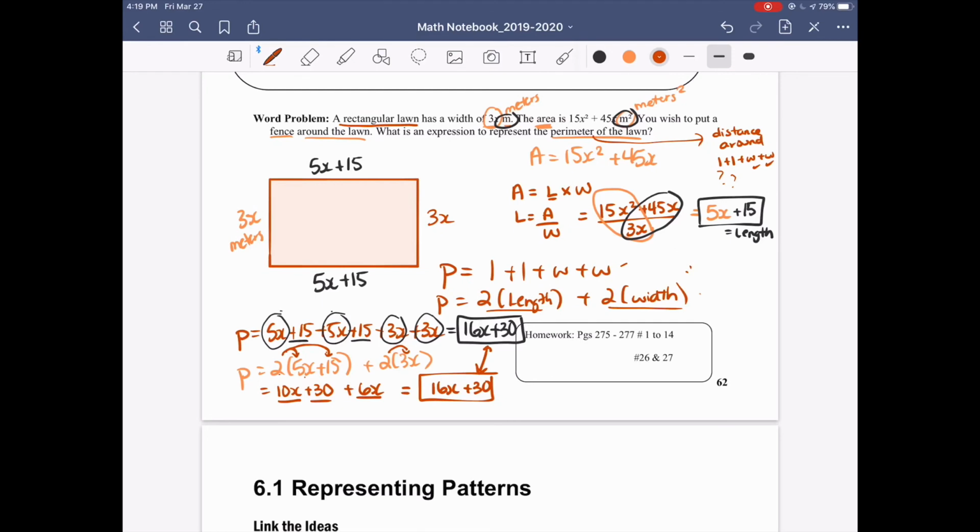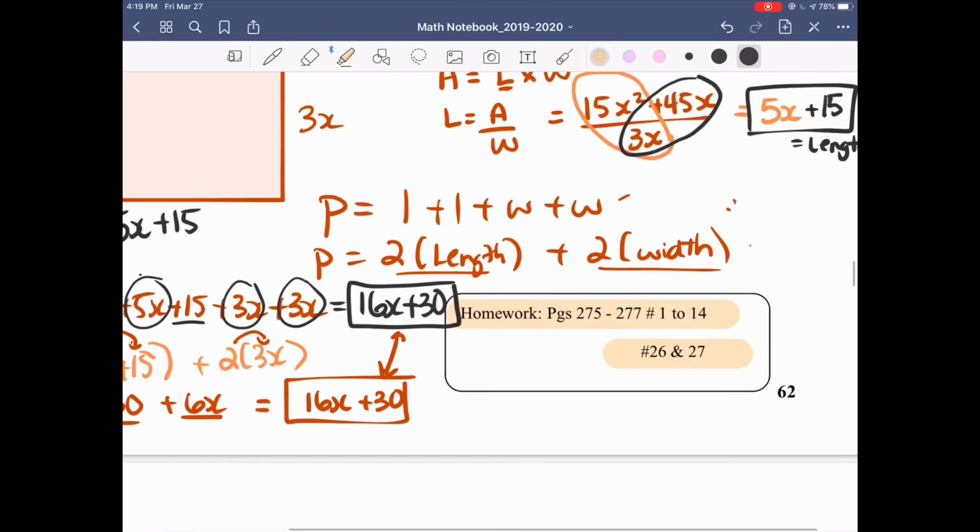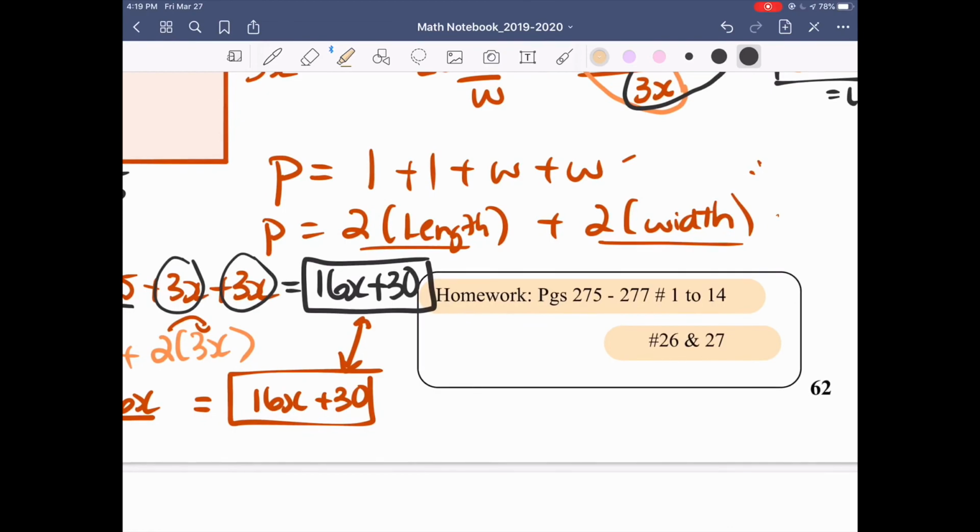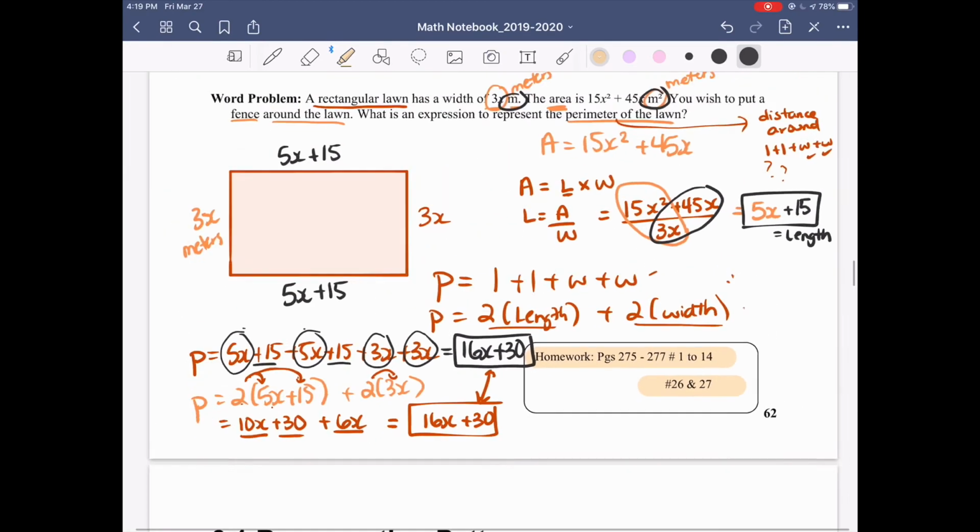And that's how you solve a multi-step word problem using division, addition, and even multiplication if you wanted to. This is your homework or your textbook practice for 7.3 in your textbook, page 275 to 277, questions 1 to 14, 26, and 27.